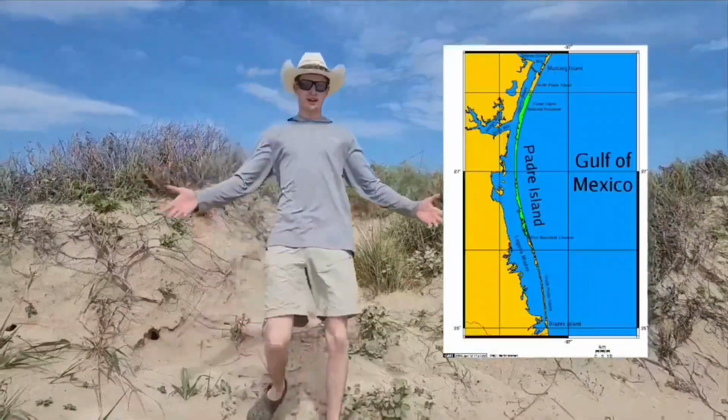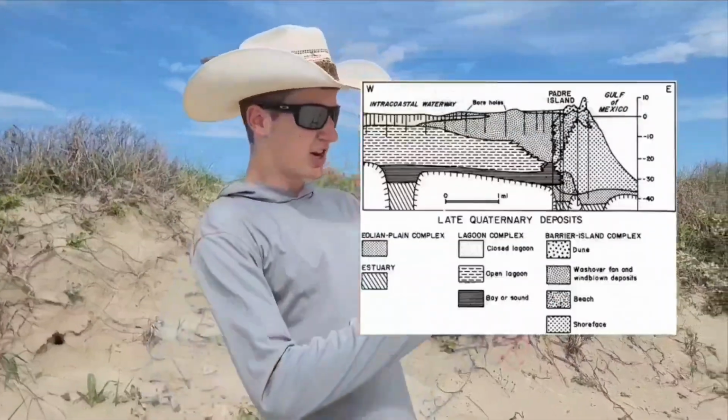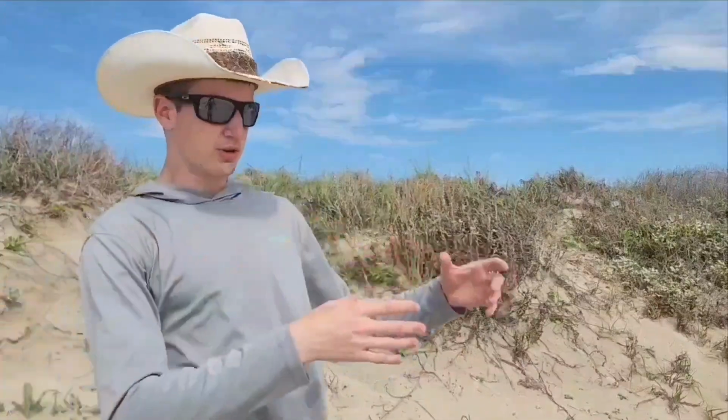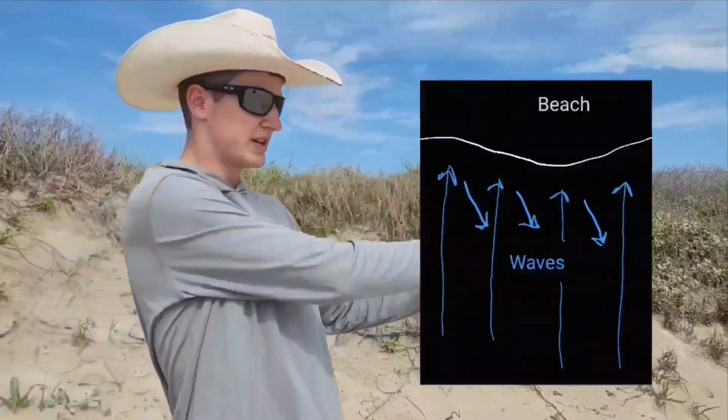This is the longest barrier island in the world. What is a barrier island, you might ask? Well, it's this giant long piece of sand that gets deposited out into the ocean off of the coast, because as the waves come in, they crash in sideways and pull all this sediment down.